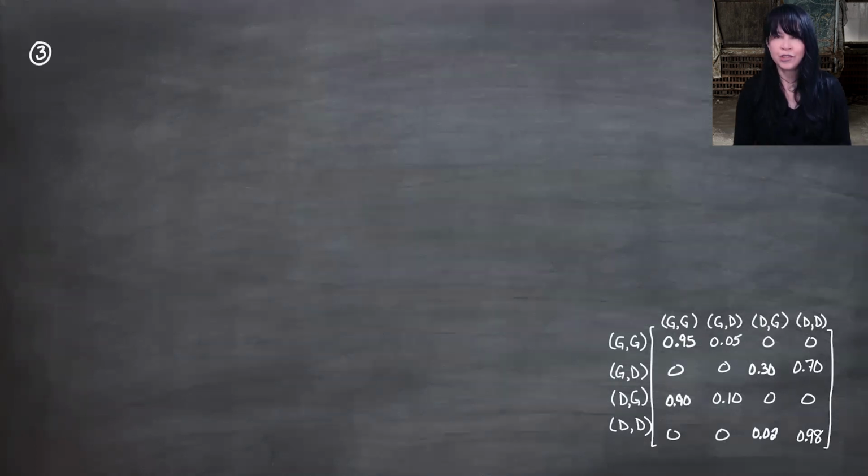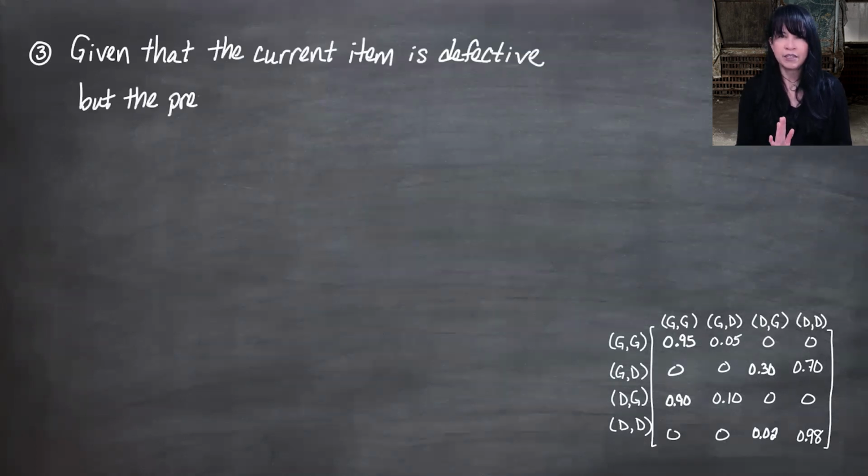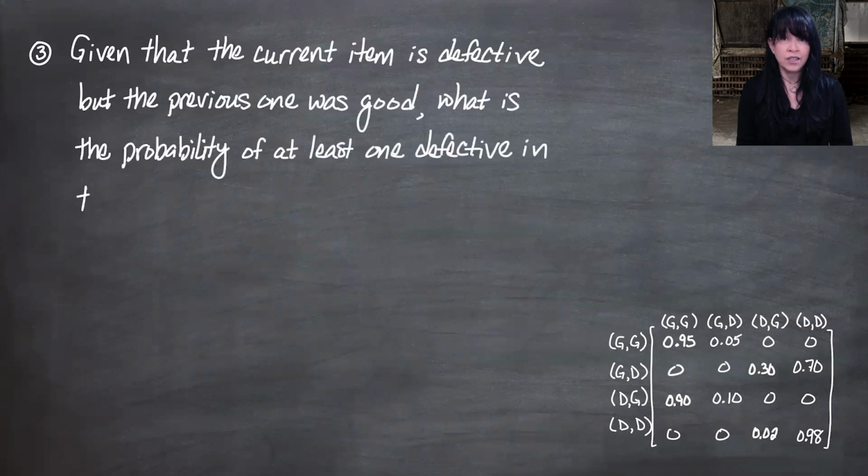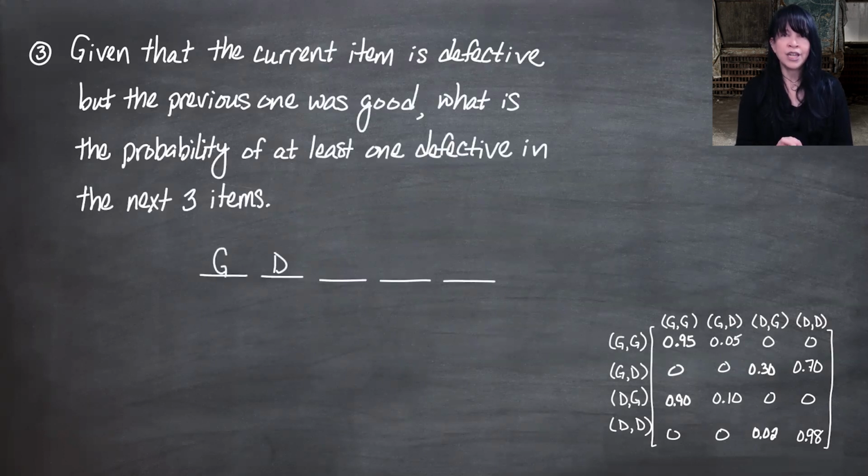So for my third question, given that the current item is defective, but the previous one was good, I want to know the probability of seeing at least one defective item in the next 3 items. So I'm going to draw out some positions here, starting with a good and defective. This is my previous and current day. And then what goes here? So in here, I can put any sequence of G's and D's as long as I have at least one D. So I could have all 3 of these be D. I could have 2 G's and a D in any order.